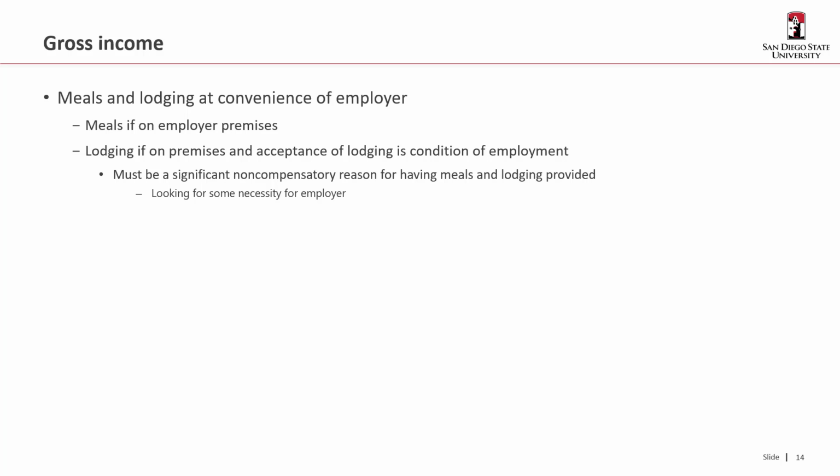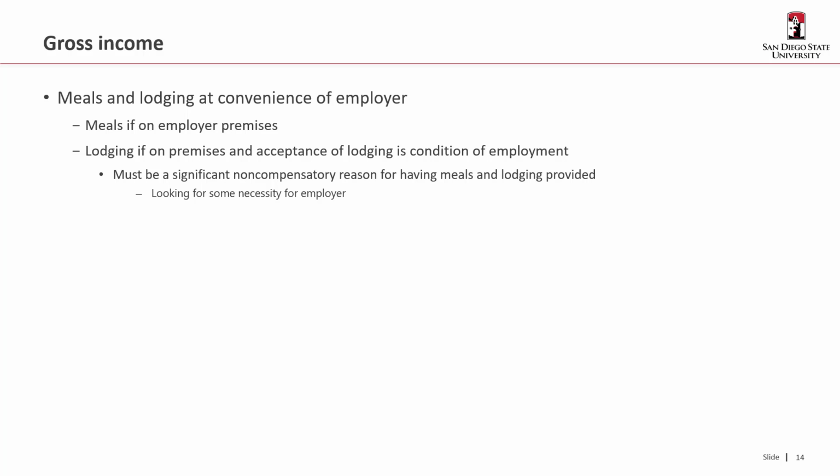Meals and lodging at the convenience of the employer is another fringe benefit. So I usually think of this as being the building supervisor. So let's say I had a 20-story apartment building. I, of course, need a super to work that building. So I provide that super with free lodging on premises as a condition of the employment because, of course, they need to live in the building so they can be on call to fix everything when it breaks.